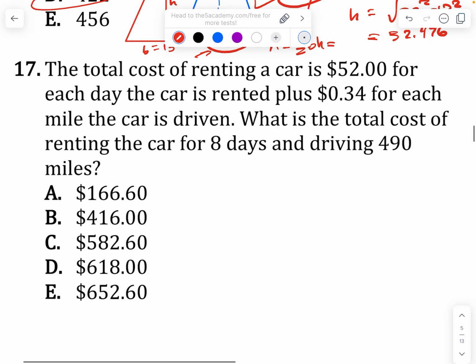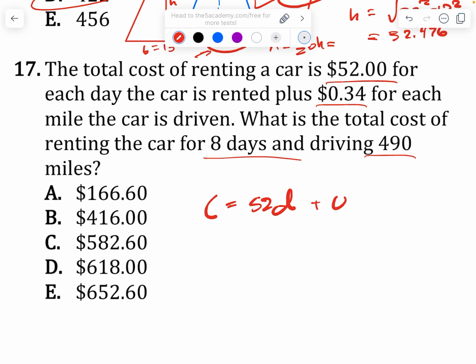The total cost of renting a car is 52 for each day the car is rented plus 34 cents for each mile the car is driven. What is the total cost of renting the car for 8 days and driving 490 miles? So let's just say cost is equal to 52 times number of days plus 0.34 times miles. Okay? This is a really easy way to just give the problem variables and just plug and chug numbers to solve it. So now it's going to ask what's the total cost.